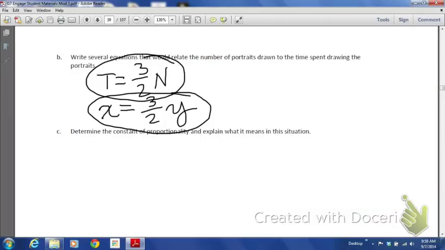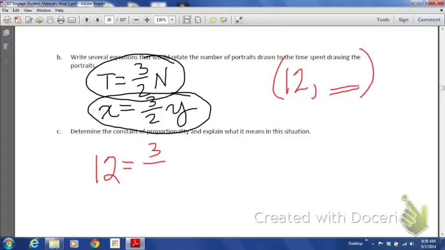So if we had 6, our last one was 6 and 9. Let's just double it. So let's say our x was, come up with the coordinate point 12. We know our x value was 12. What would our y value be? Okay, so let's go ahead and plug that in. And if we had our x, we know x is 12 equals 3 over 2 y.